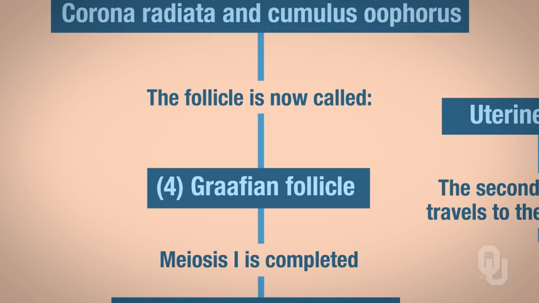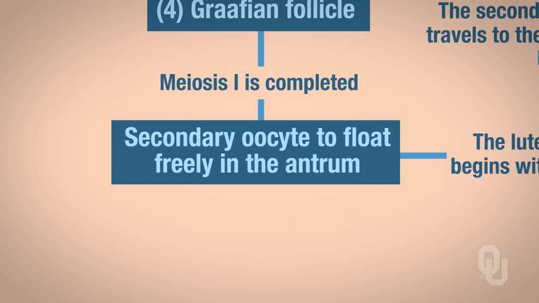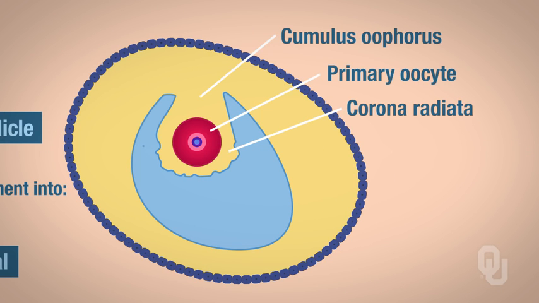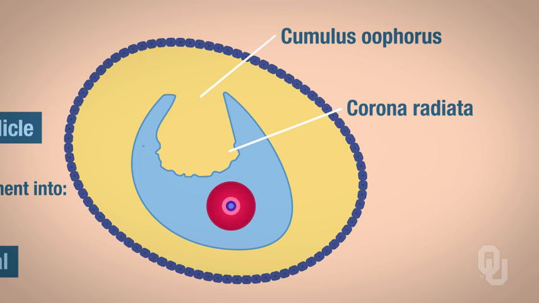All right, once the Graafian follicle has formed, meiosis 1 is completed. Remember in the slide on oogenesis, when meiosis 1 was completed, you were left with a secondary oocyte. So we're no longer dealing with the primary oocyte, now we're dealing with a secondary oocyte. The secondary oocyte is going to be floating freely in the antrum. All right, so you can see from this diagram where the primary oocyte was, it moves in the antrum. This is now a secondary oocyte that's floating freely.